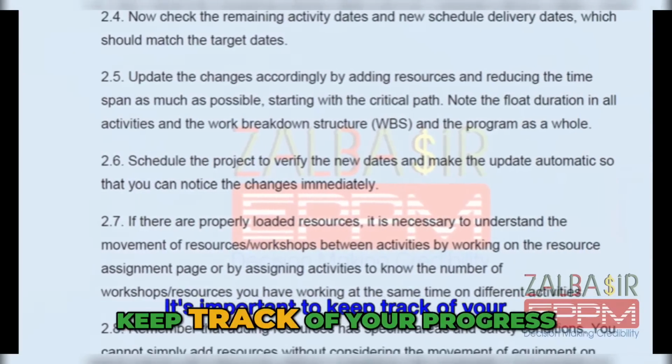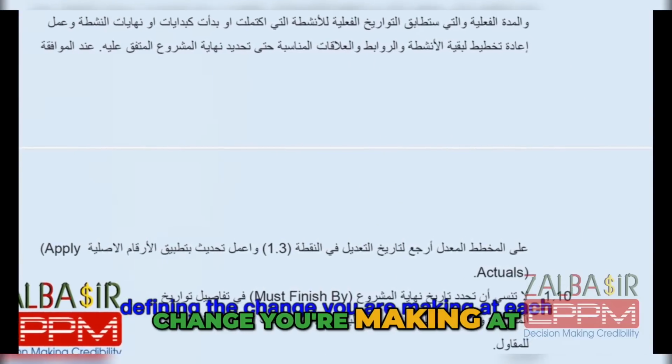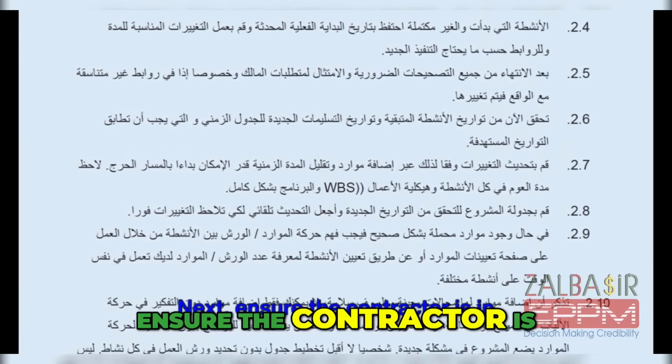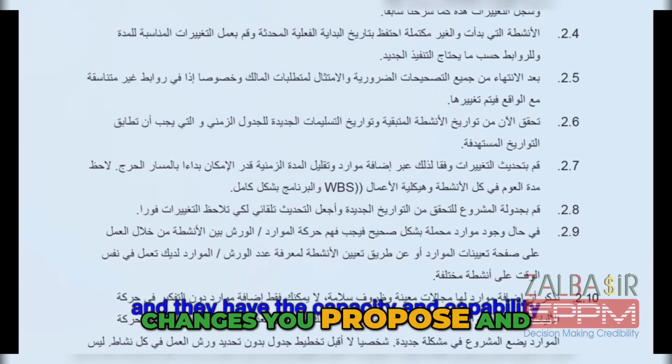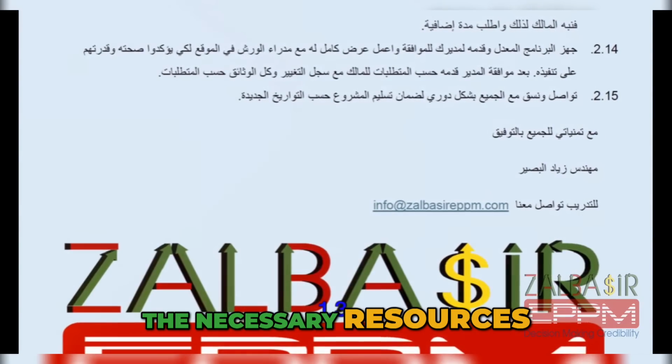1.1, it's important to keep track of your progress, hence add a change log in Excel defining the change you are making at each step of the process. 1.2, next, ensure the contractor is in agreement with any changes you propose and they have the capacity and capability to add the necessary resources.